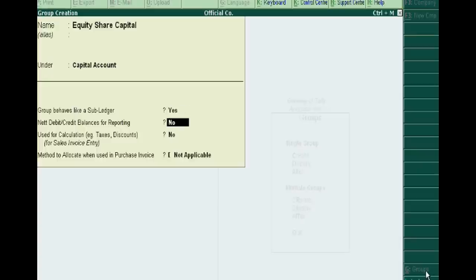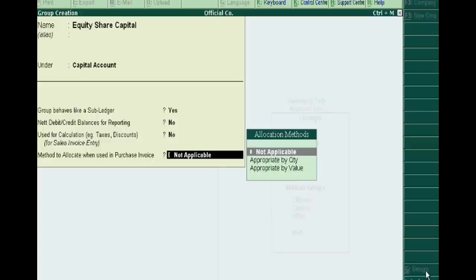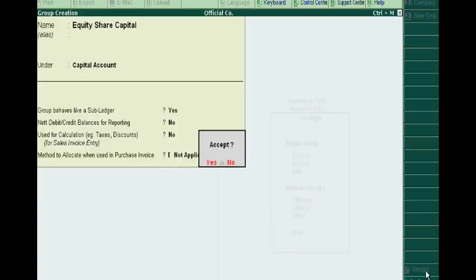Net debit and credit balance for reporting? No. Used for calculation? No. Method to allocate when used in purchase invoice? No. Accept this. Now you can create a preference share capital under capital. Yes, subgroup.